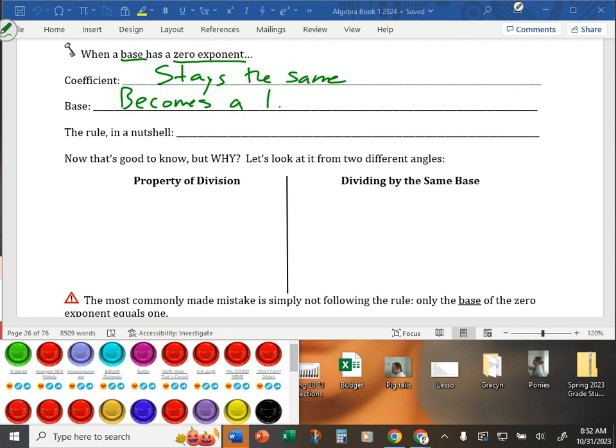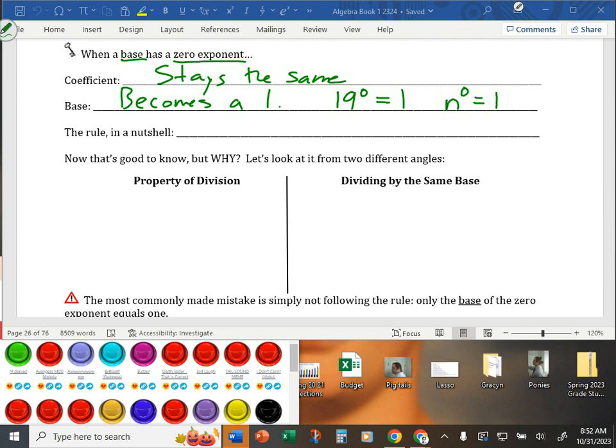So, for example, we'll do a couple of examples here. If your base is a number, 19 to the 0 power equals 1. The base becomes a 1. If your base is a variable, n to the 0 power equals 1. The base becomes a 1.